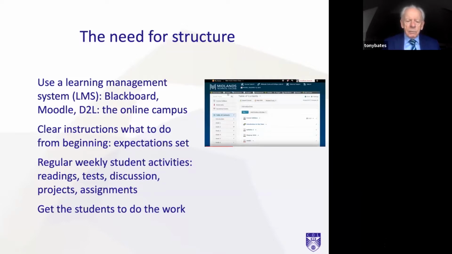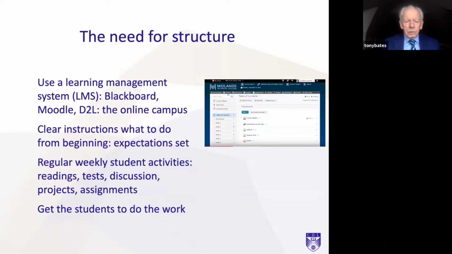It's important to give clear instructions for online learners about what to do from the very beginning. In fact, it's probably a good idea to do that for students on campus, but it's particularly important for students online. Set expectations. Many people go online thinking it's going to be less work. They don't have to work so hard. In fact, it's the opposite. It's often more work for students. So set expectations about the amount of work they have to do and make that clear to students, and make it clear when they have to submit work as well.